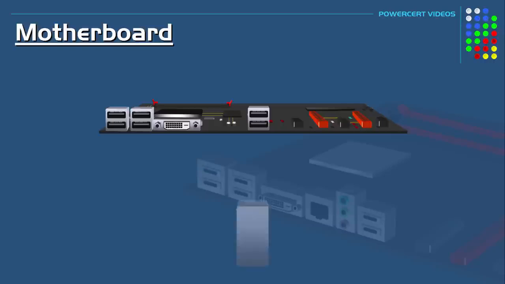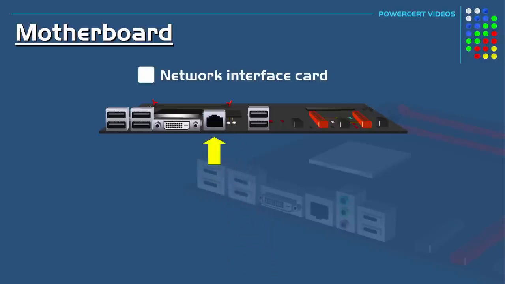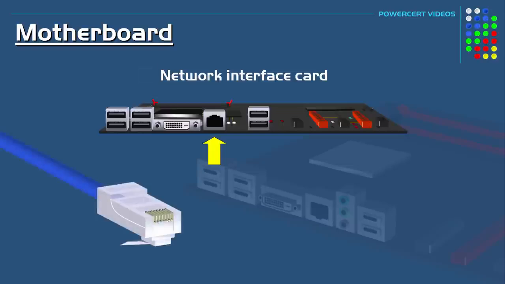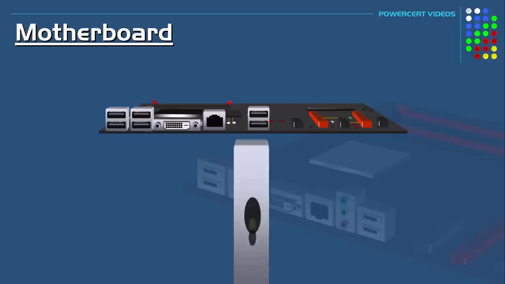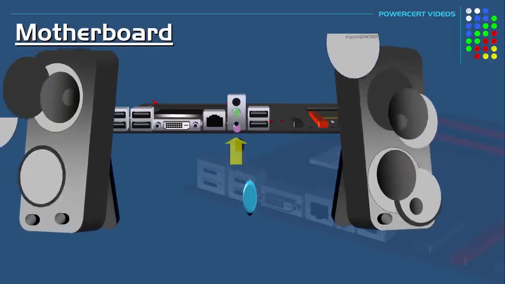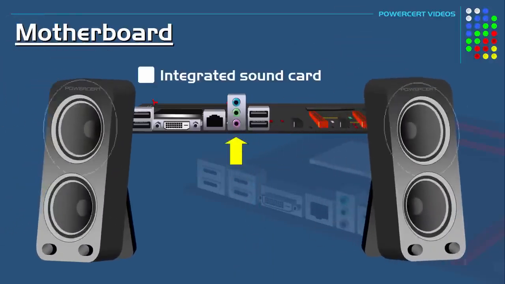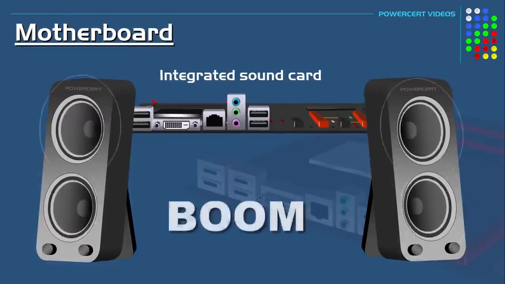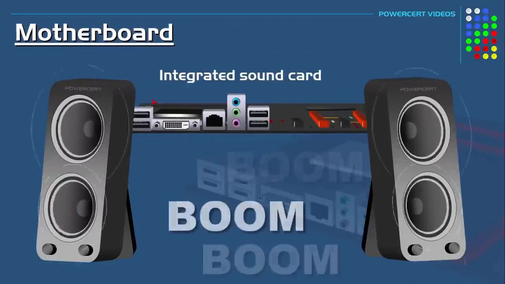And some other things that would appear on the rear input-output panel is the network interface card, and this port is designed for an RJ45 connector with an Ethernet cable to connect the computer to a network. And there's also a sound card, and just like integrated video, if a motherboard has a built-in sound card, then this is known as integrated sound. A sound card is what processes audio through the computer's speakers.